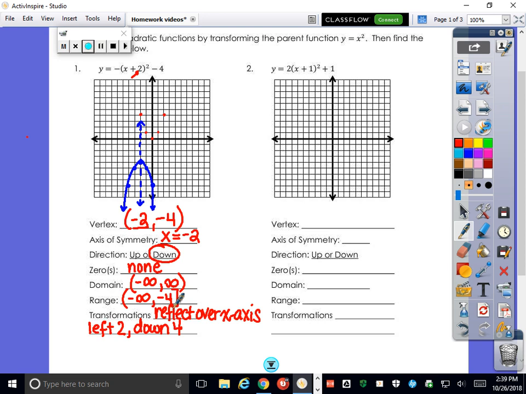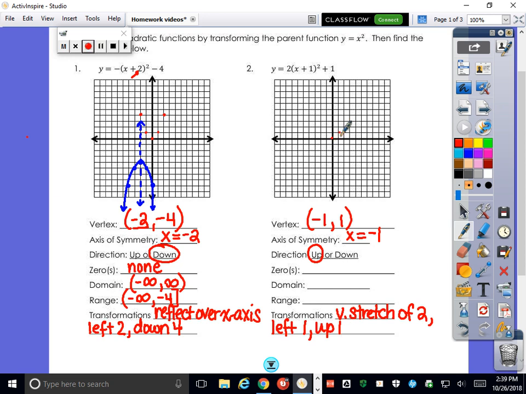Right, if I move on to the next one, my vertex of the next one is going to be -1, 1. Remember, inside is opposite, outside is exact. The axis of symmetry will be x equals -1. This is going to open up because there is no negative in the front that's showing that it reflects. My transformations, I'm going to go to that next. It has a vertical stretch. The stretch, because it's greater than 1, of 2. We go to the left 1 unit, and we move up 1 unit.